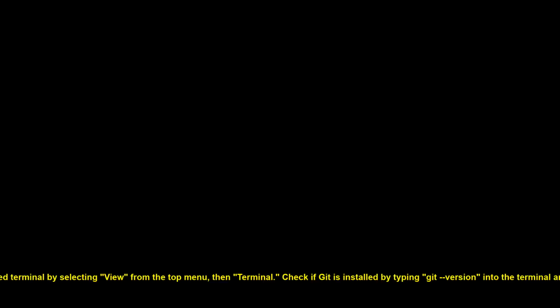Open Visual Studio Code on your Windows machine. Ensure you have the latest version of Visual Studio Code installed. Open the integrated terminal by selecting View from the top menu, then Terminal.